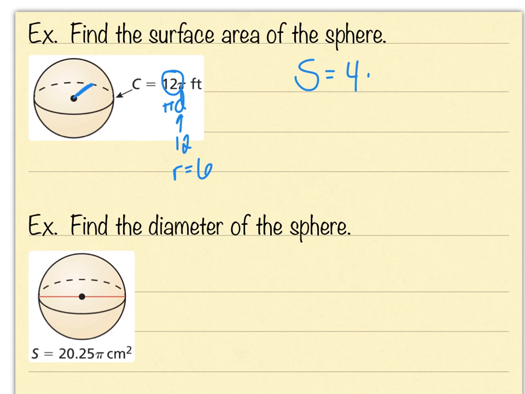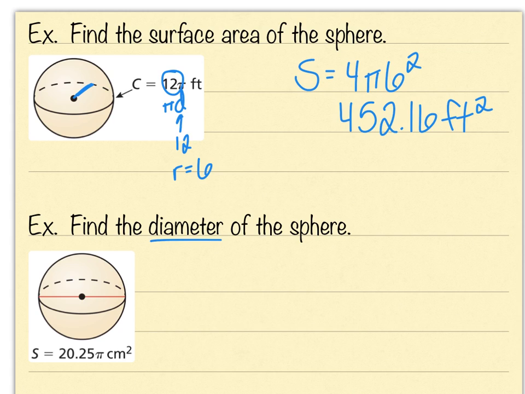So 4 times pi r squared. 6 squared is 36. 36 times 4 is 144. I'm going to use 3.14 again and get 452.16 feet squared.